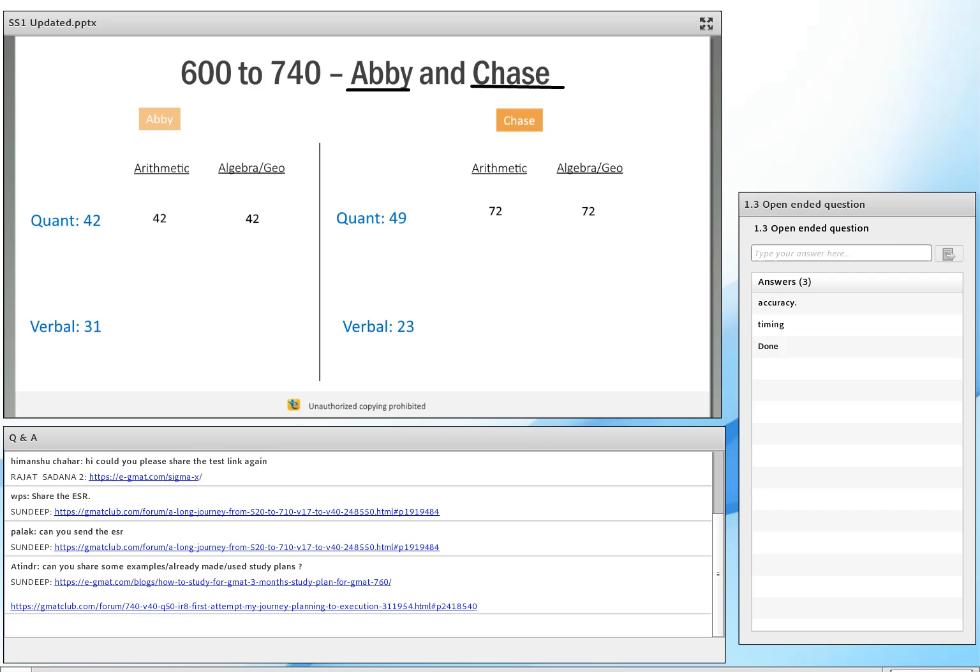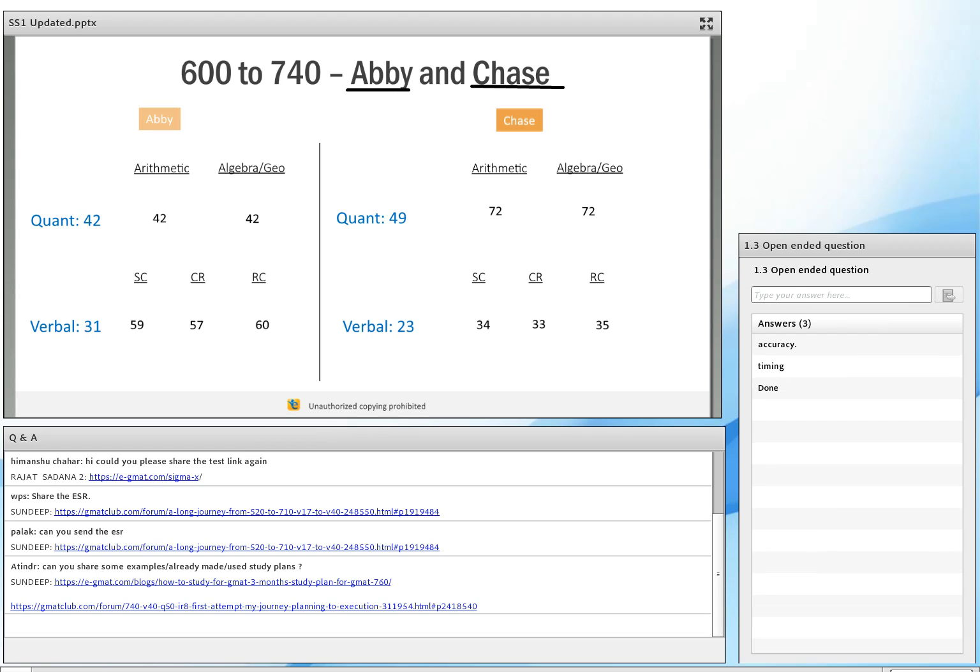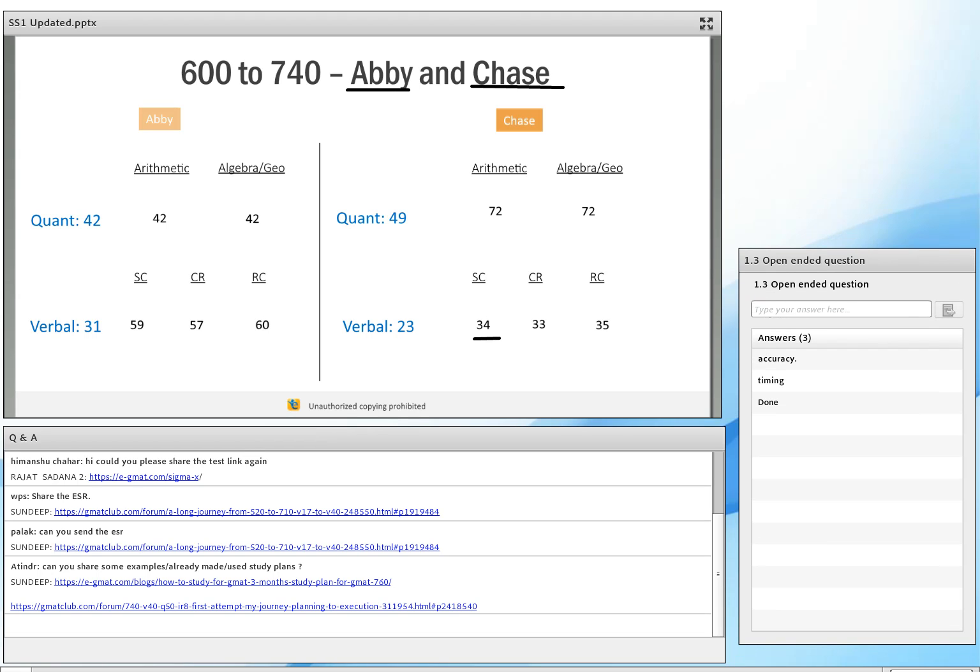On the verbal side, Chase similarly has 72 on the quant side over here. On the verbal side, Abby's around that 60th percentile in each of the subsections, and Chase is around that 35th percentile in each of the subsections. It just helps you remember numbers. Each one of you, your ability could vary vastly over here for that score.